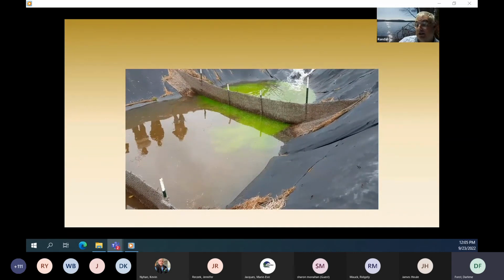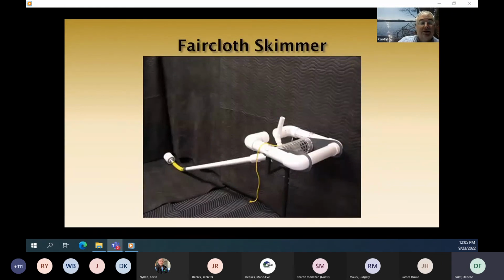This is one way of augmenting your basin. This is the surface skimmer. This is the Faircloth skimmer. There's a couple others on the market, but this is the easiest one I found to get a hold of. This is the original. I'm not promoting them as the only one, but this is one I've used in the past.